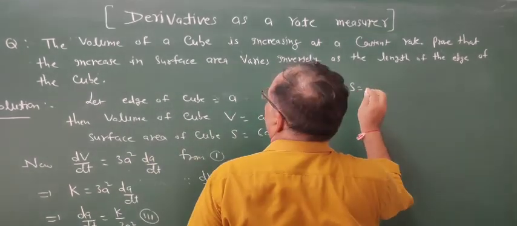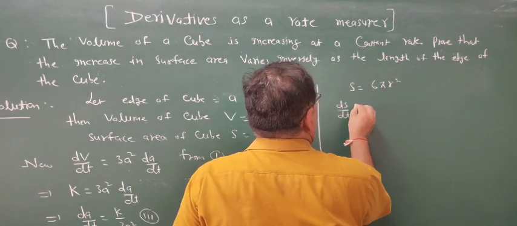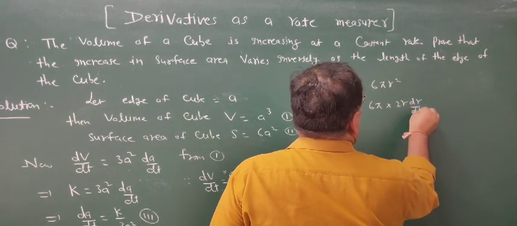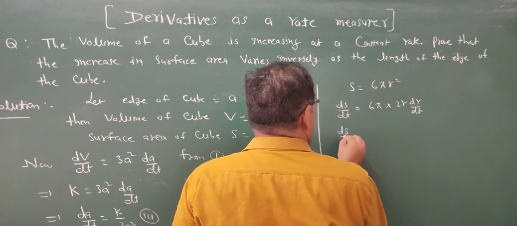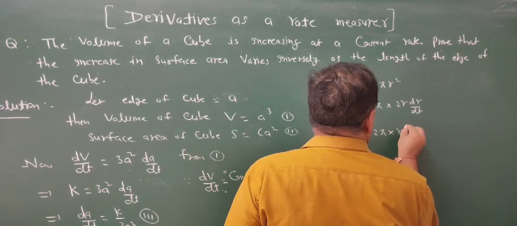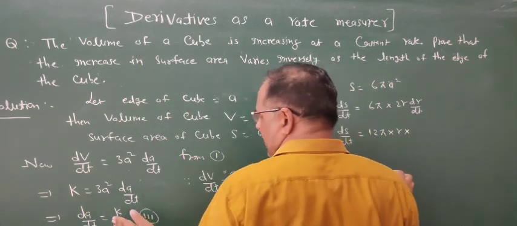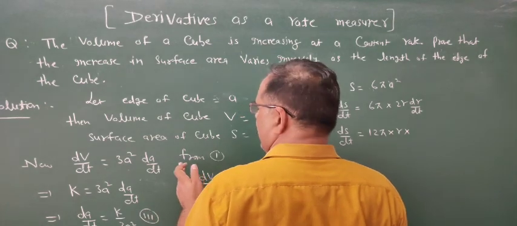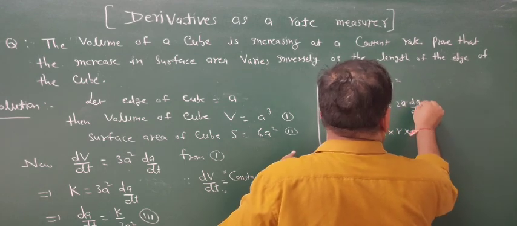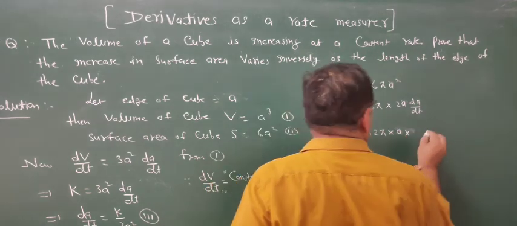S equal to 6a square. So now dS over dt, rate of change, 6 into 2a dA upon dt. dS upon dt equal to 12a into dA upon dt, and the value of dA over dt is k upon 3a square.